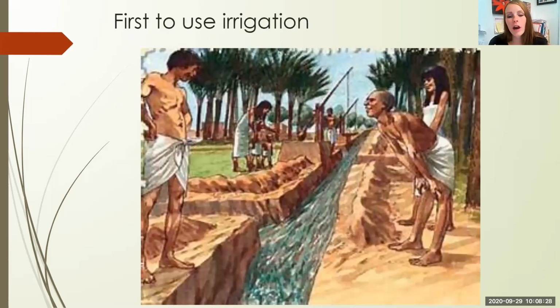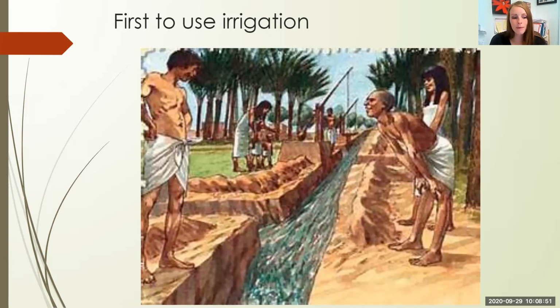Okay, so their inventions. Remember, you have to do 3 inventions or technology things at the bottom. There's more than 3 that I'm going to talk about, but you choose the 3 that you think are the coolest or most important. The Mesopotamians were the first to use irrigation. And remember, they were known for their irrigation and for their writing. First to irrigate and first to write. So it was a pretty big deal.